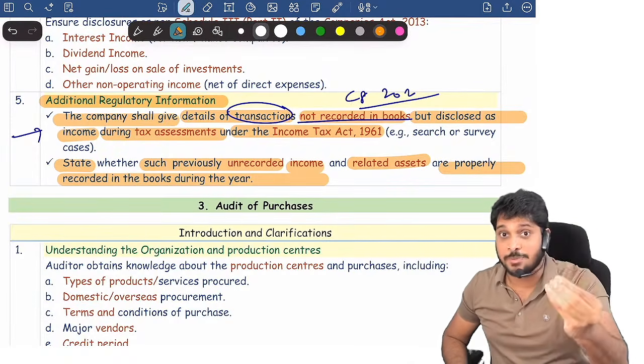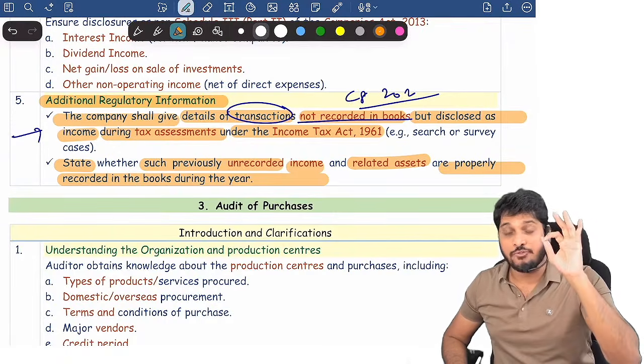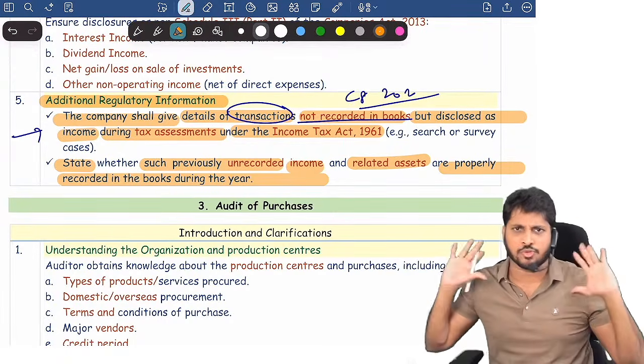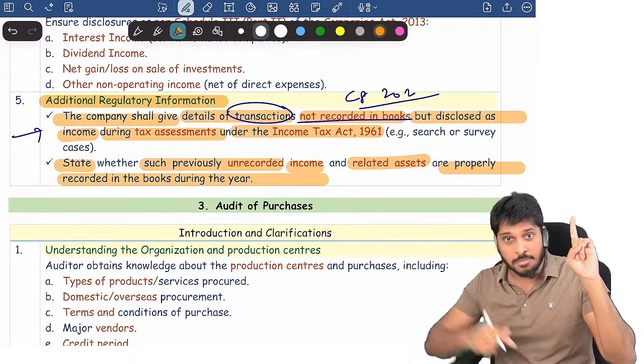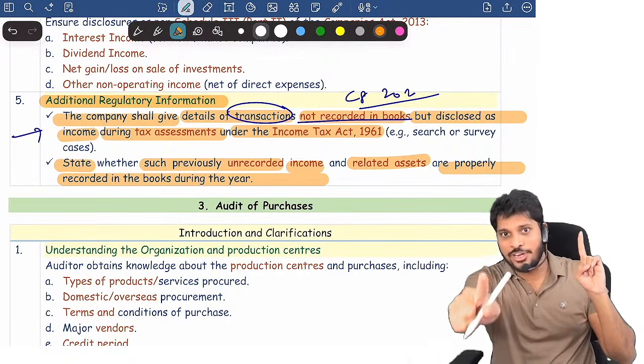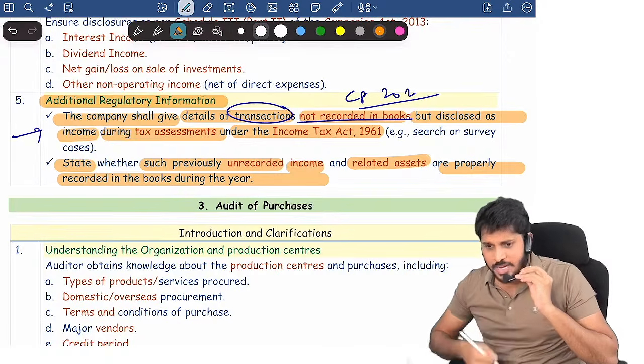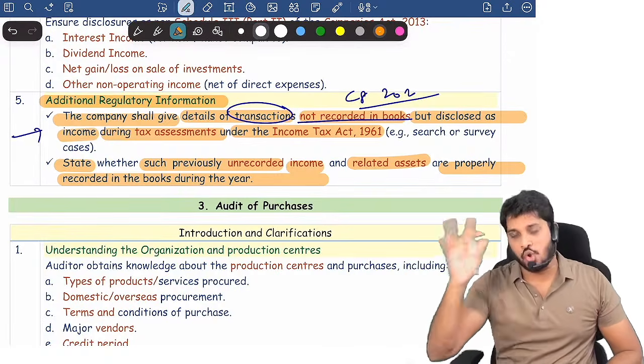Undisclosed money: tax 60%, 25% surcharge, so 78% is due. Pay taxes, they paid also. Now that unrecorded item, did they record it? That point you should check. Company directors also should give that disclosure.